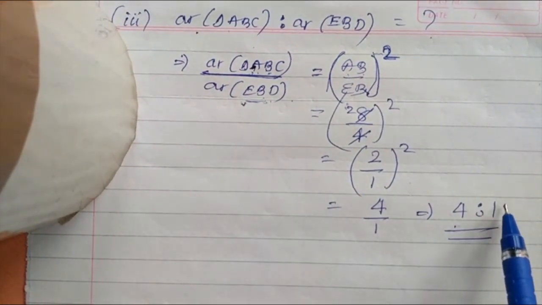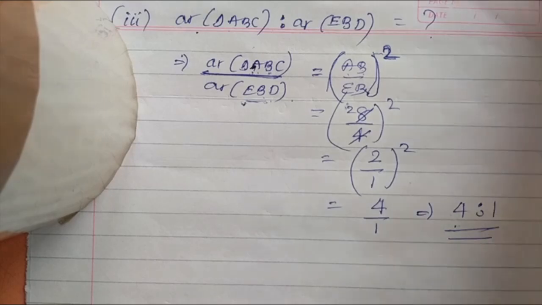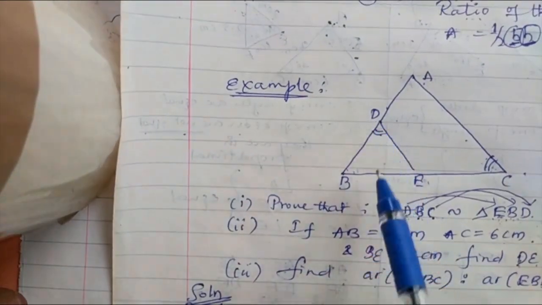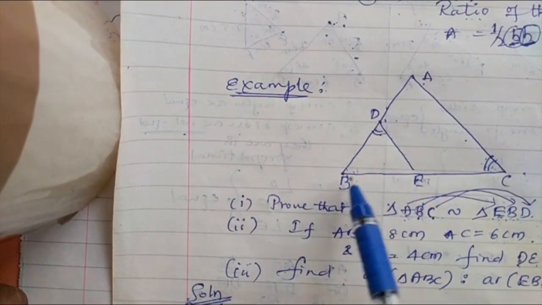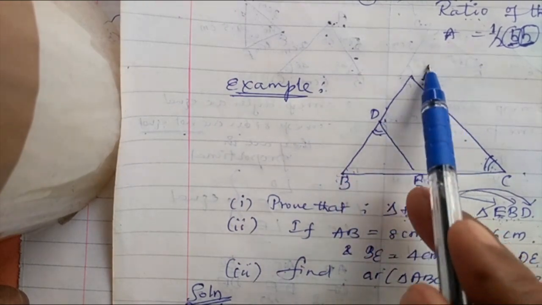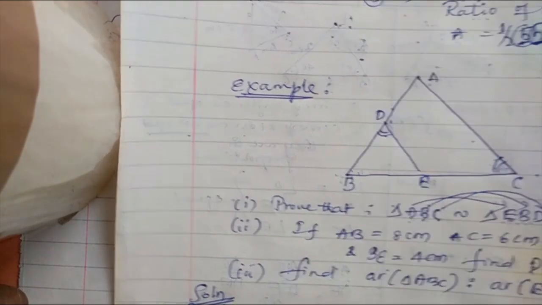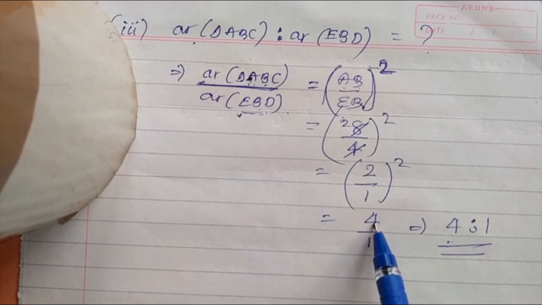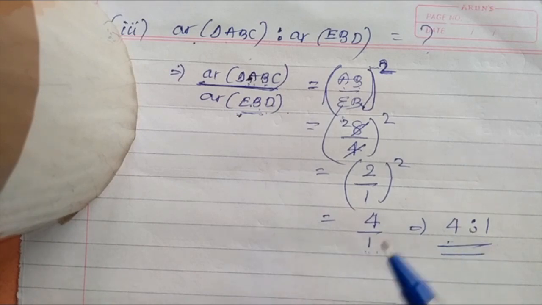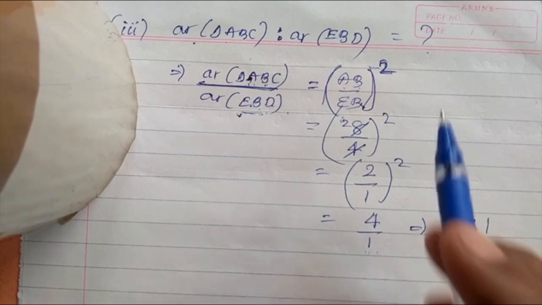EBD triangle is smaller. So look at in the main diagram. EBD triangle is smaller. ABC triangle is bigger. So ABC triangle how much? 4 part. EBD triangle 1 part. Bigger triangle 4 part, smaller triangle 1 part. Like those two triangles' size you can compare by calculating.